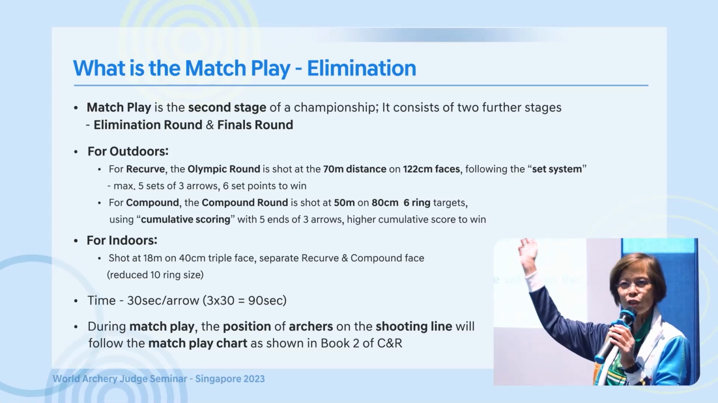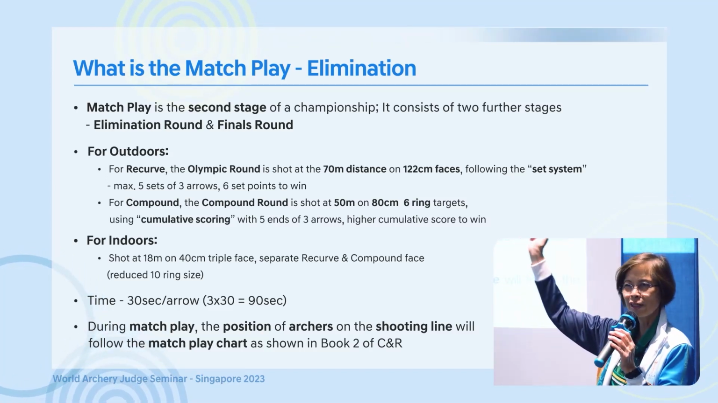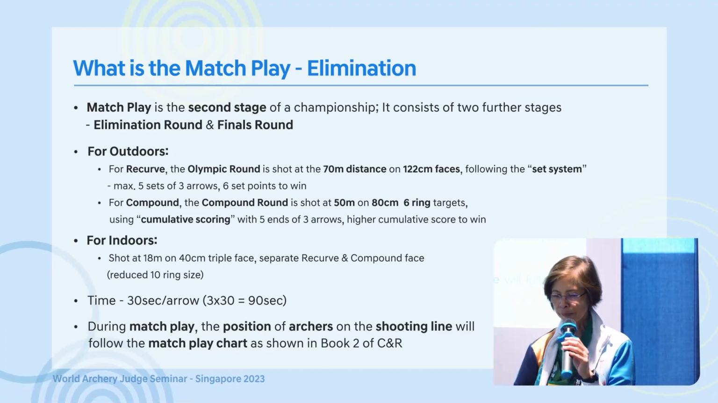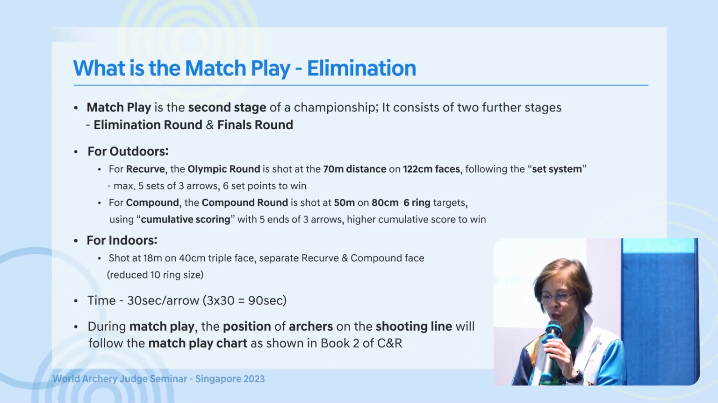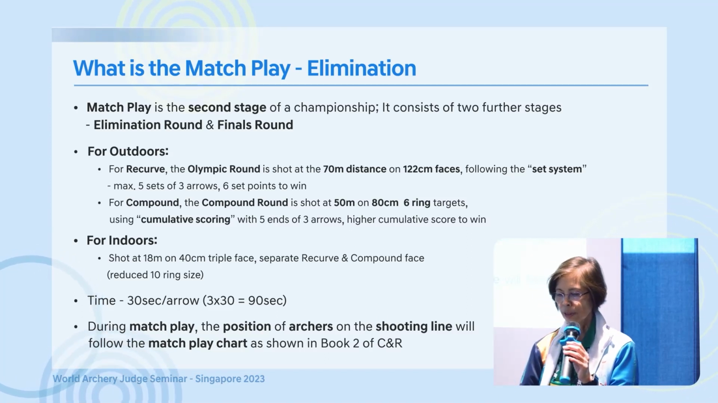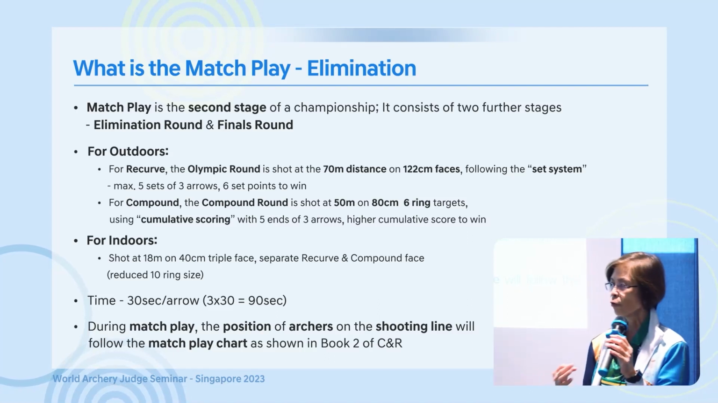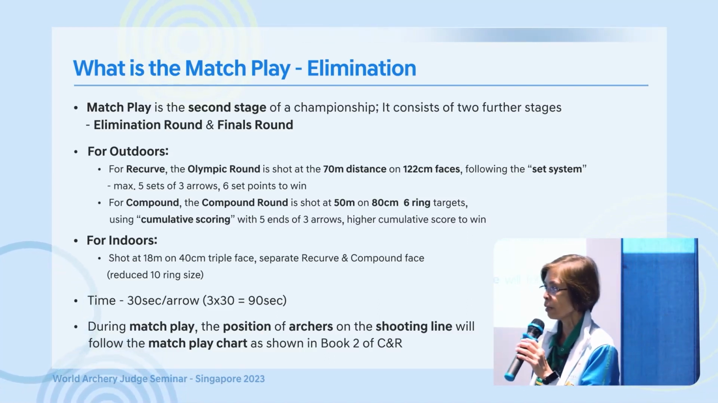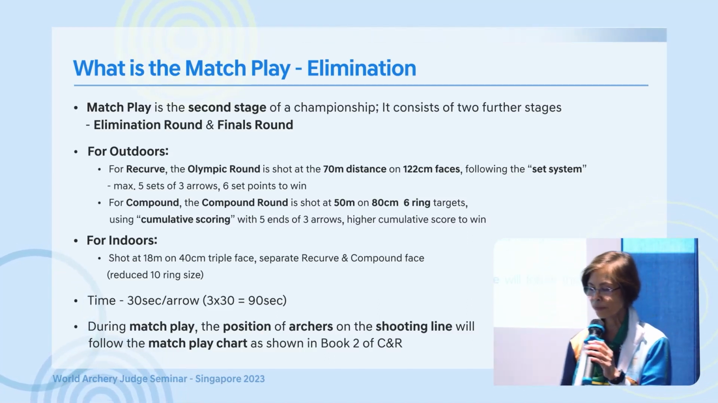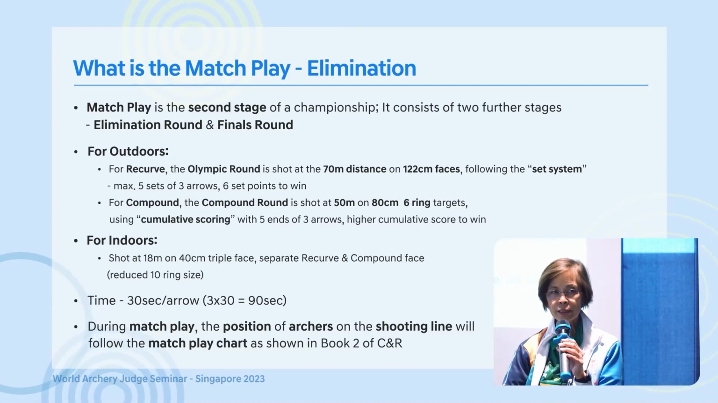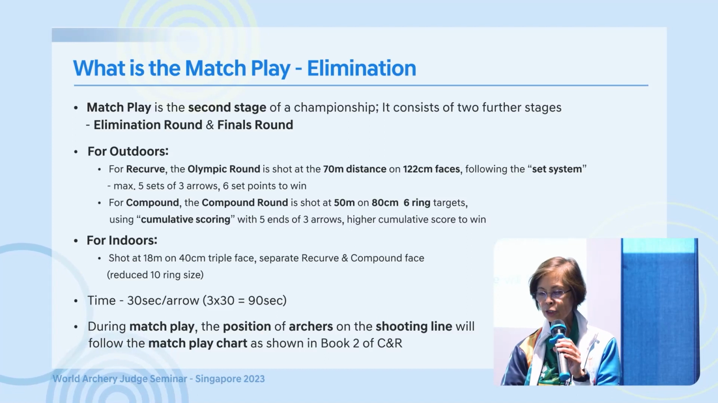And there was a trick question there earlier. I hope you're quick with that. You have to read well. And for compound, it's cumulative scoring. It's shot at, of course, 50 meters on an 80 cm, 6-ring target face. And how many ends? 5 ends of 3.